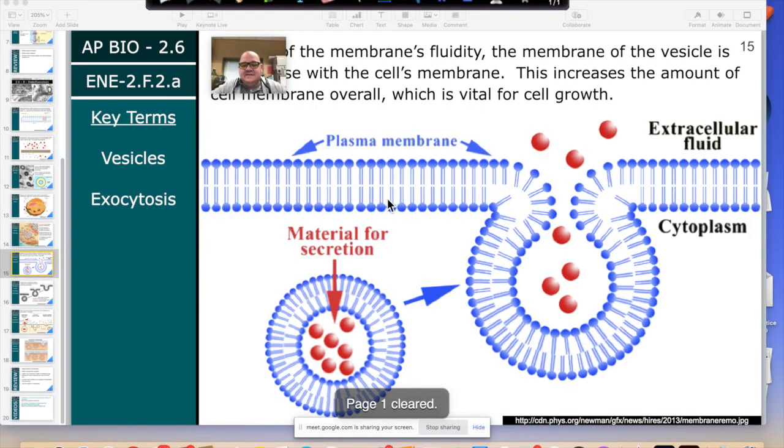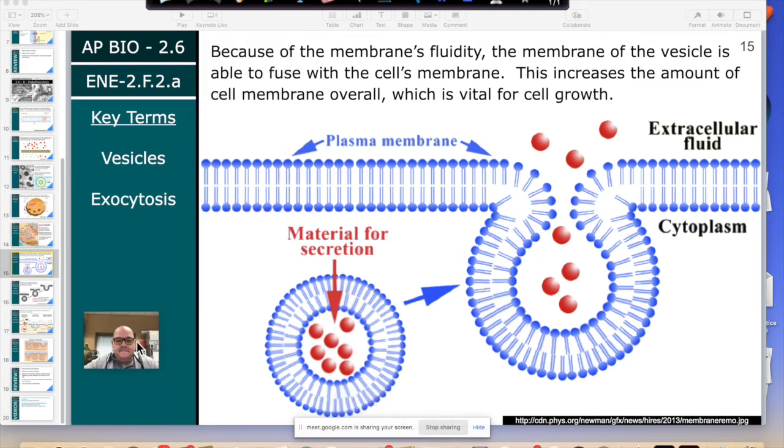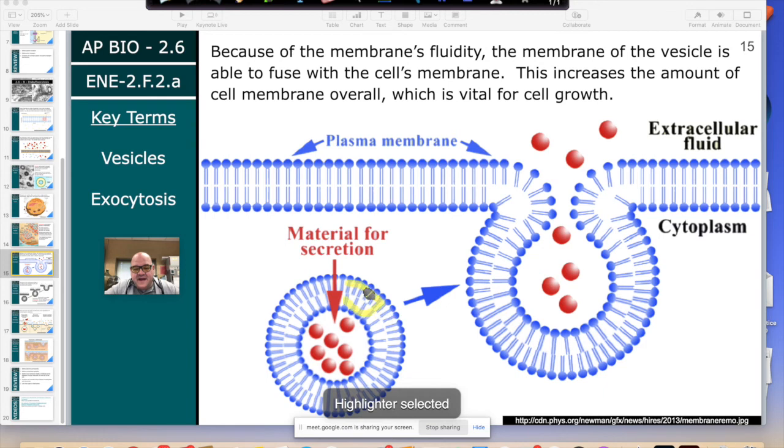And here is sort of a close-up of the membranes merging, okay? So this is whatever needs to be secreted, and the membrane of this area right here merges with the external, sort of the main cellular membrane. So this is an internal membrane. When this bumps up against here, it merges and it either pulls things in or lets things out depending on which way we're going.